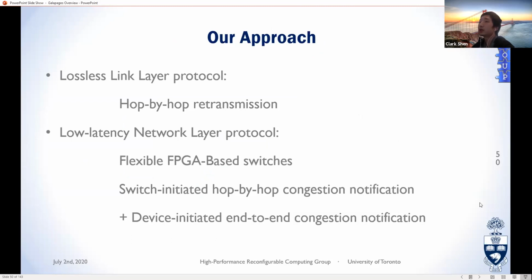We rebuilt the link layer and network layer. For the link layer, we made it lossless and we have hop-by-hop retransmission. For the network layer, we implement flexible FPGA-based switches, which have switch-initiated hop-by-hop congestion control to guarantee it is agile. And we have end-device-initiated end-to-end congestion control to guarantee fairness between flows.